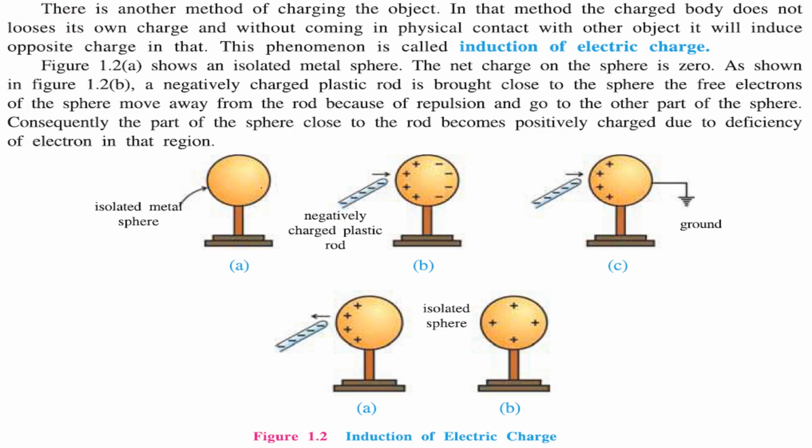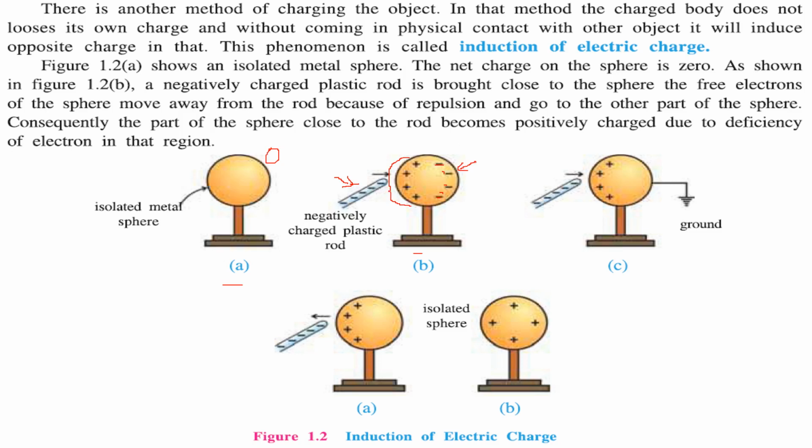So how does it happen? See, this is showing an isolated metal sphere. The net charge here is zero. Now here we are bringing a negatively charged plastic rod close to this sphere. What will happen? Because the rod is negatively charged, all the electrons will get repelled and move away. But all the protons will come on this side because they attract this negative charge.